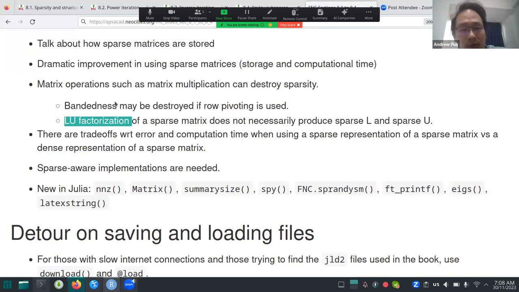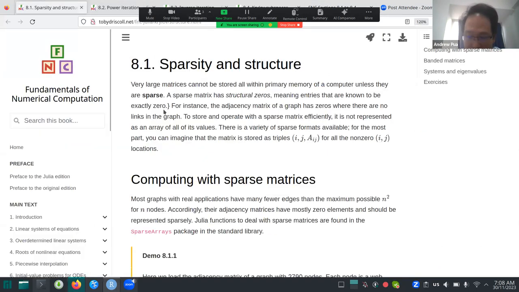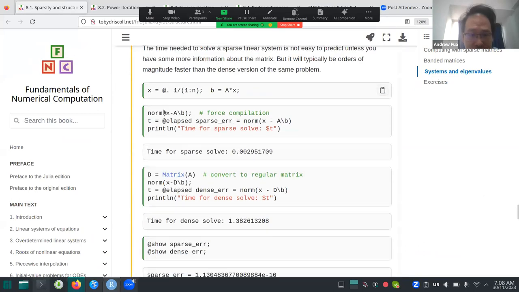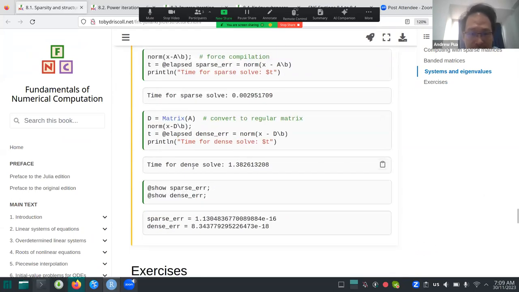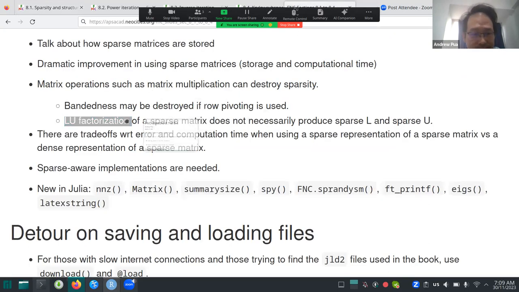And the last example shows that there's a possibility that the errors of a computation might be slightly larger when you use a sparse representation, but the benefit is that you have better computational times. I think it's this part here. So you have the time for a sparse solve and the time for a dense solve, and then you have the sparse error and the dense error. As you can see, this is minus 16 here and this is minus 18. So roughly these are okay, but it's something to be mindful of.